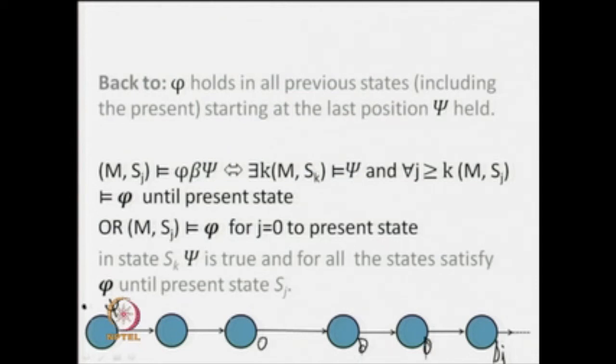If we get this model such that in some state psi holds in the past, and from that state to the state of my concern, S j, in all the states in between, phi holds including S j, because we are saying that j is greater than or equal to k, then we can say that in state S j this back to holds. That means phi back to psi holds in this particular state, so we can mark this state with phi back to psi.